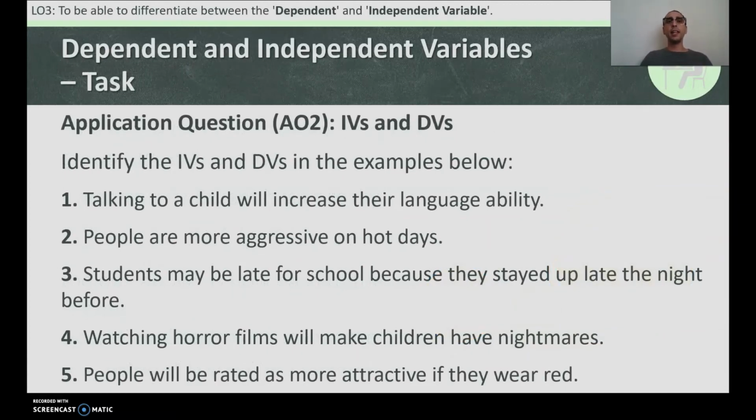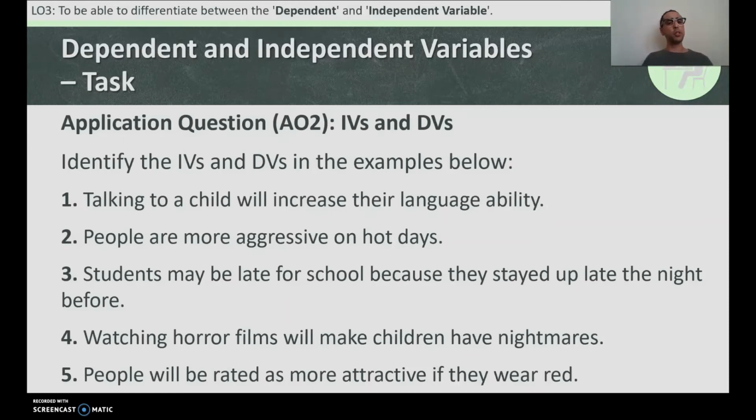Right, first of all, let's have a look at this application question. Application question, IVs and DVs. Identify the IVs and DVs in the example below. Okay, we should be able to do this. The independent variable and the dependent variable. Remember, the independent variable is the thing that you're changing. The dependent variable is the thing you're measuring, the results sometimes.